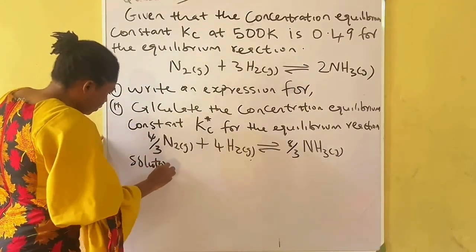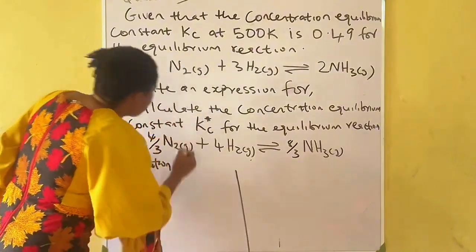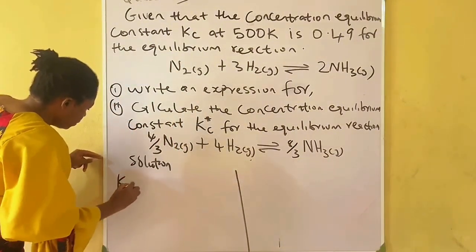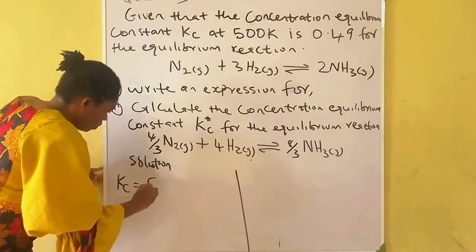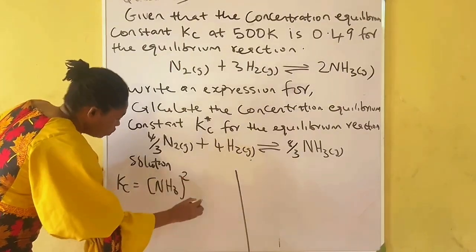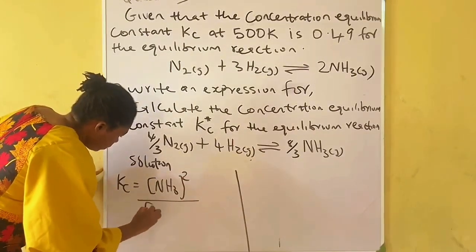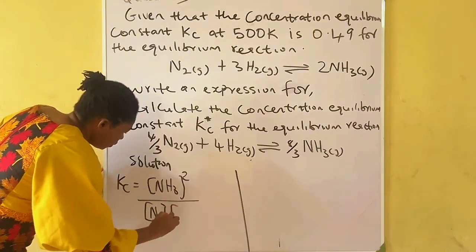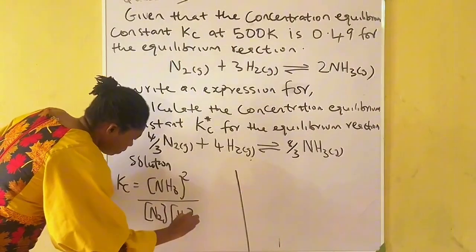So solution. Expression for this Kc, equilibrium constant Kc, is concentration of ammonia raised to the power 2 divided by concentration of nitrogen times concentration of hydrogen raised to the power 3.